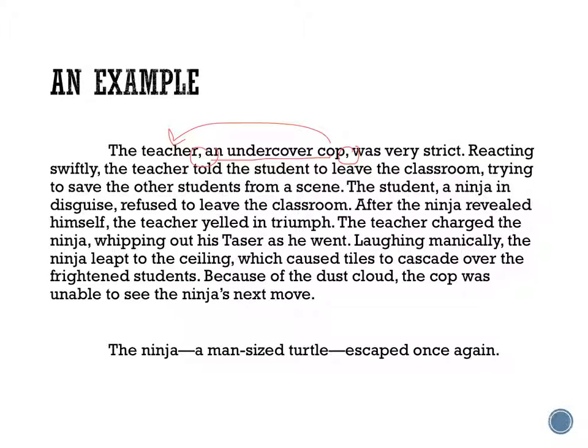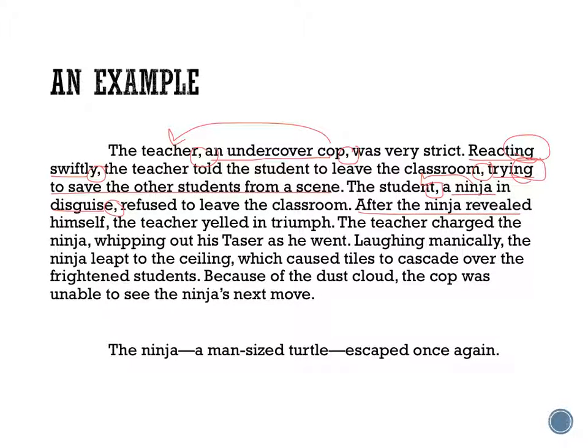Reacting swiftly, we've got an ing verb, present participle, glued on to the main sentence. The teacher told the student to leave the classroom, comma, to glue on another non-essential phrase, trying to save the other students from a scene. This is another ing, so we've got another present participle. The student, comma, a ninja in disguise, and we know that ninja is a noun describing student, therefore it's an appositive, refused to leave the classroom.